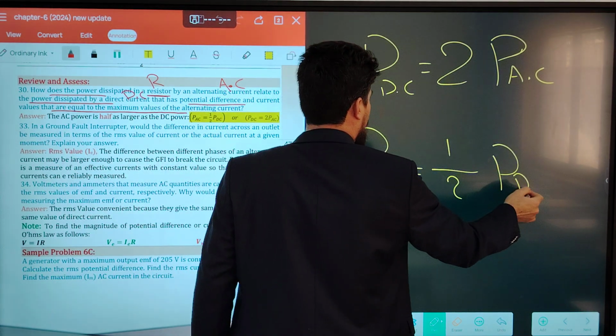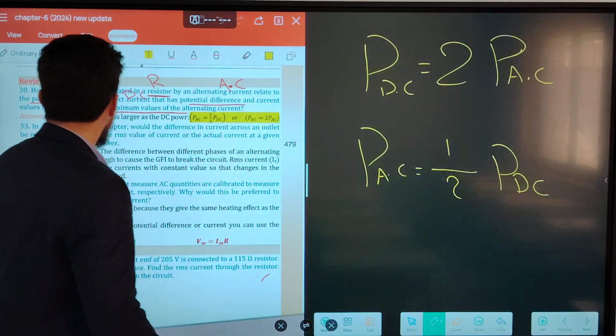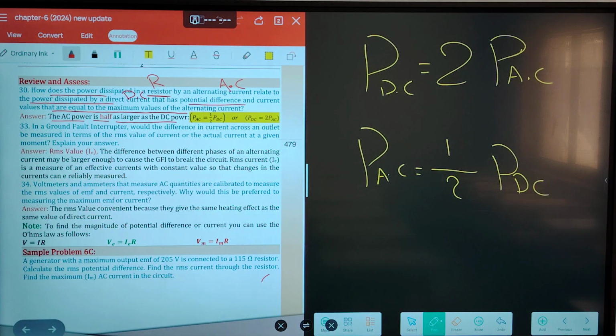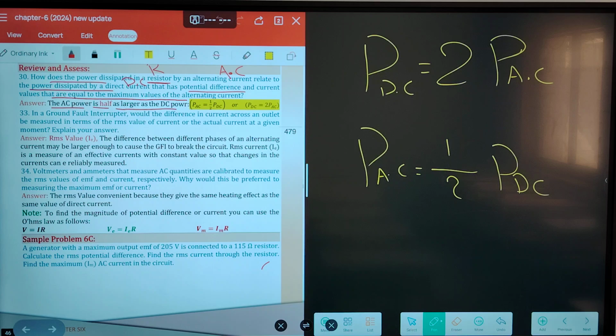Half power DC. The answer: the AC power is half as large as the DC power, or the DC power is twice as large as the AC power.